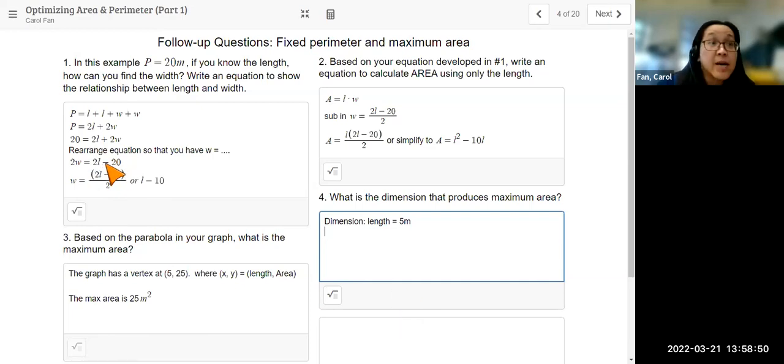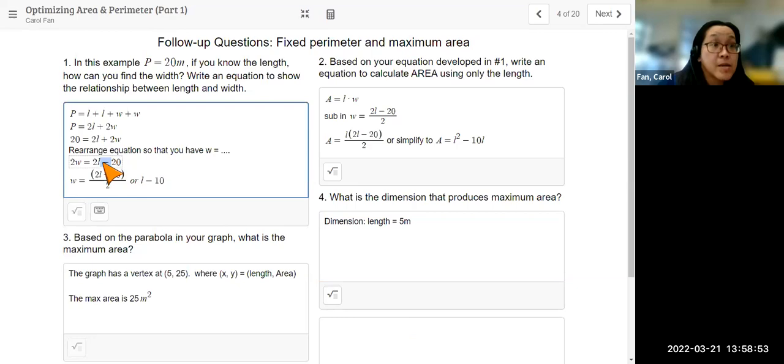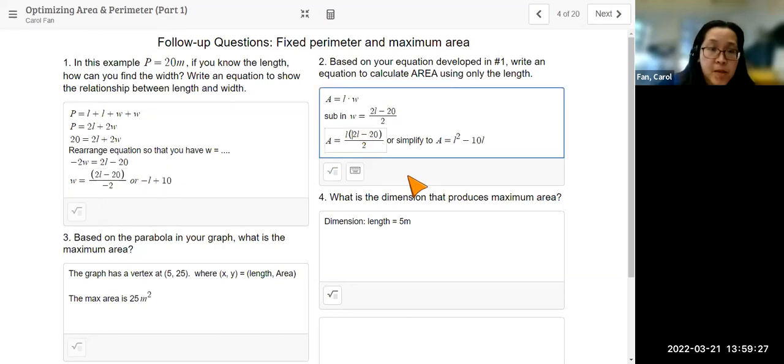Shoot, okay, sorry, I made a mistake here. This is 20 minus 2L, minus 20. Yes, okay. I made a mistake rearranging. The rearrangement, I moved plus 2W to the left side, so it's negative 2W. So I have minus 2, and then this becomes negative L plus 10. Okay, let's rearrange, sorry.